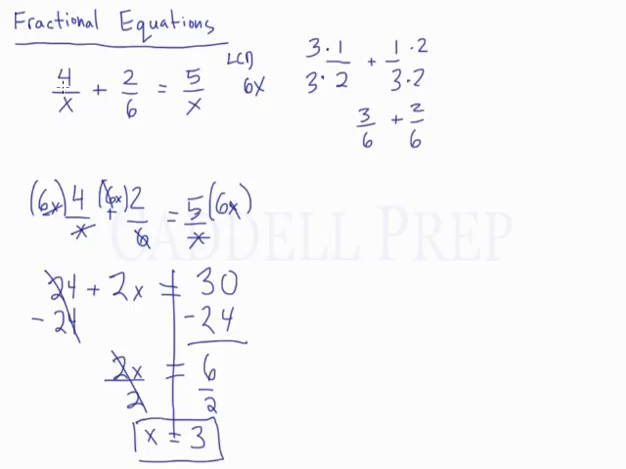So for fractional equations, we're going to find the least common denominator, but we're not going to manipulate them to have a common denominator. What we're going to do instead is multiply each term by the least common denominator so that the denominator of each term cancels out. Here the x canceled out, this 6 canceled, and this x canceled, and we ended up with a new equation, which we just solved for x.